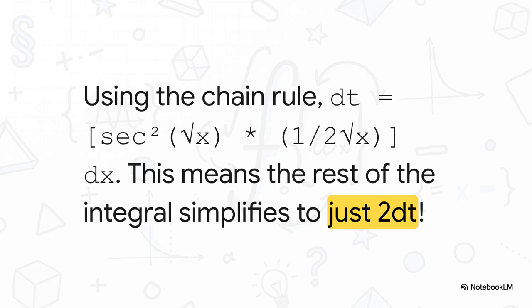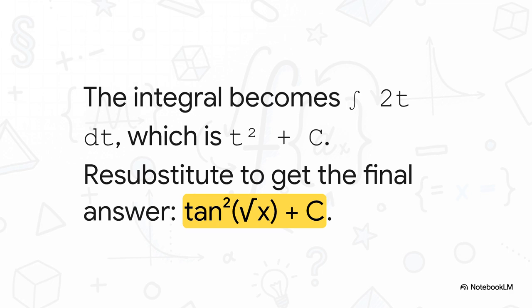How cool is that? And just like that, the absolute monster of an integral becomes the incredibly simple integral of 2t dt. The integral of that is just t squared, we swap our t back in, and we get our final answer, tan squared of root x plus c. See? That's how you take a scary-looking JEE problem and turn it into just a couple lines of work.